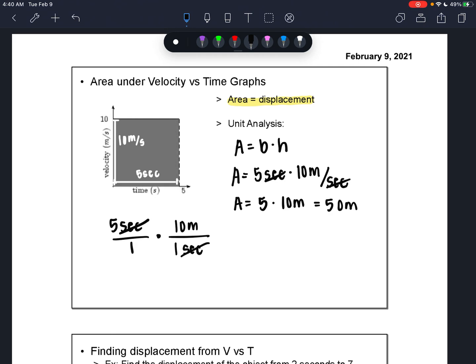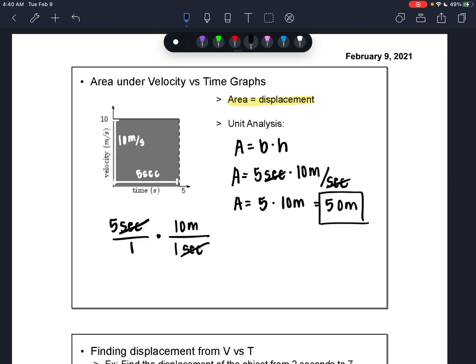What the heck does that mean? Well, meters is a unit for position. It's also my unit for displacement. And if I really think about what I've just done, I've really just done a dimensional analysis problem where I've figured out how far an object went in 5 seconds. If it was going 10 meters per second, it's going to go 50 meters.